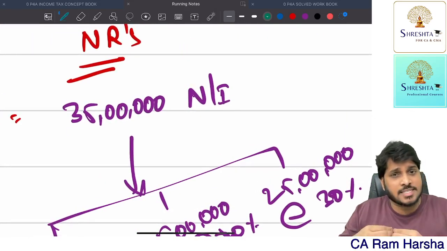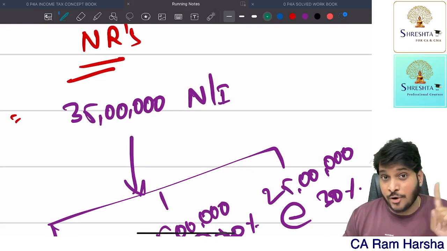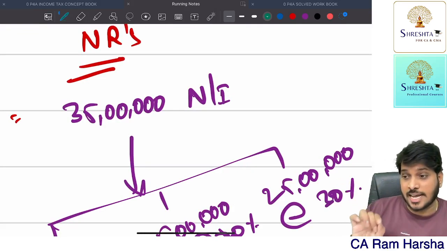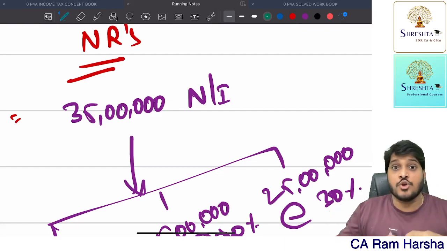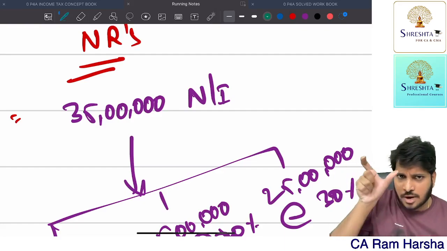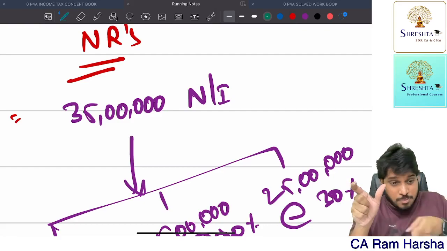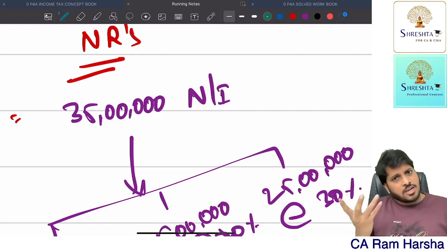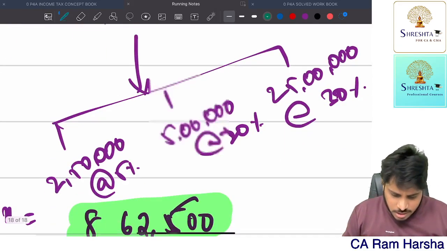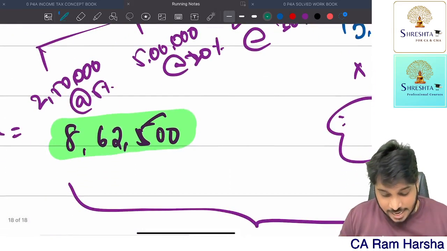35 lakhs, which is taxable at normal rates. In the exam, they don't give you the normal-rate income, the total taxable amount of 35; you need to figure it out. How? From total income, eliminate special-rate incomes. The balancing figure is the normal-rate income. That's it. So I applied slab limits and calculated basic tax.